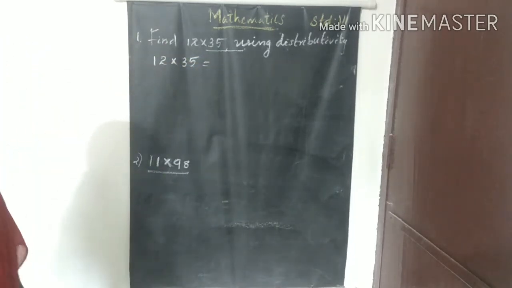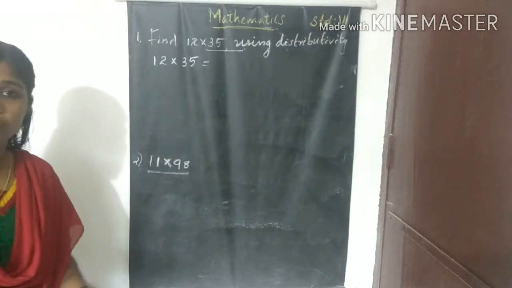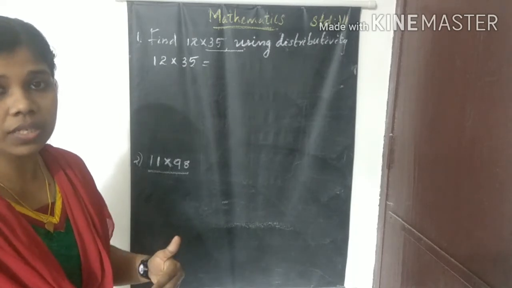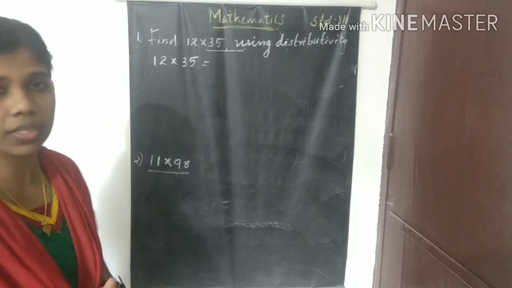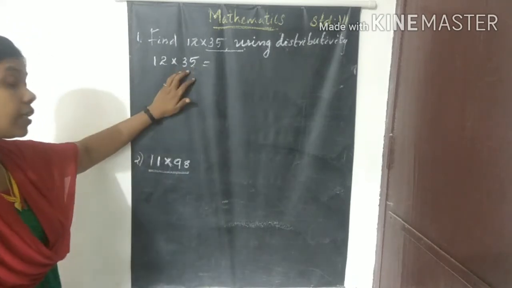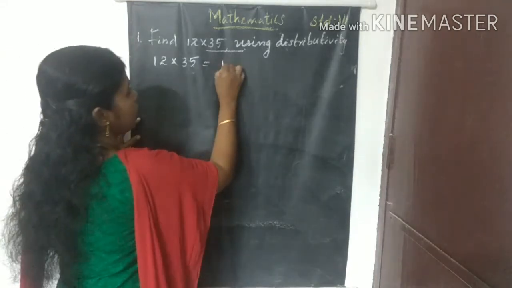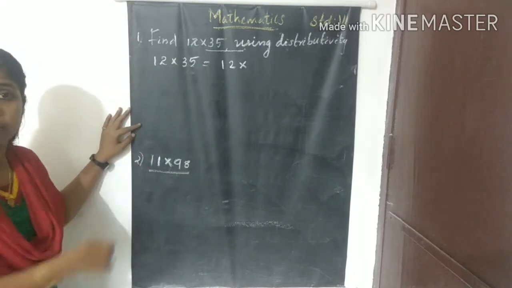Here, what is the bigger number? The bigger number is 35. That number is split into two numbers. How can we split? Split related with tens, hundreds, etc. Here, how can we split this bigger number 35? Yes, it can be written as 12 into 30 plus 5. That is equal to 35.